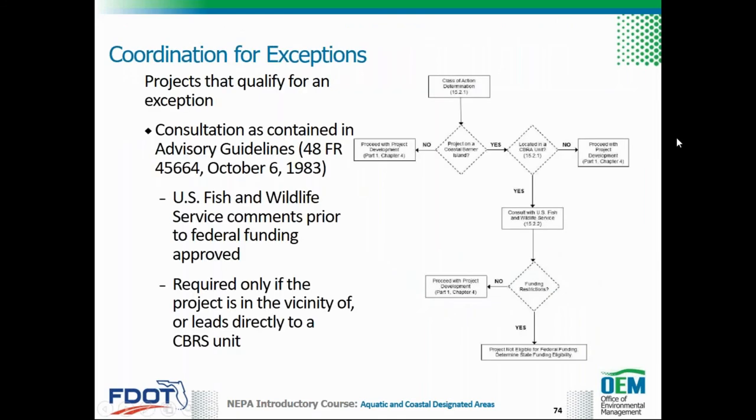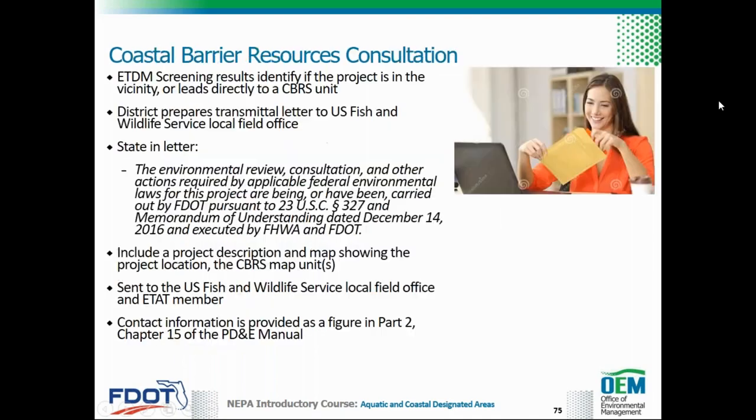Projects that qualify for an exception cannot proceed with federal funding until they have undergone interagency consultation as contained in advisory guidelines. This includes U.S. Fish and Wildlife Service comment prior to federal funding approval. Consultation is only required if the project is in the vicinity of or leads directly to a Coastal Barrier Resources System unit. This coordination takes place during the PD&E phase. Note that consultation is not required for areas identified as OPAs.